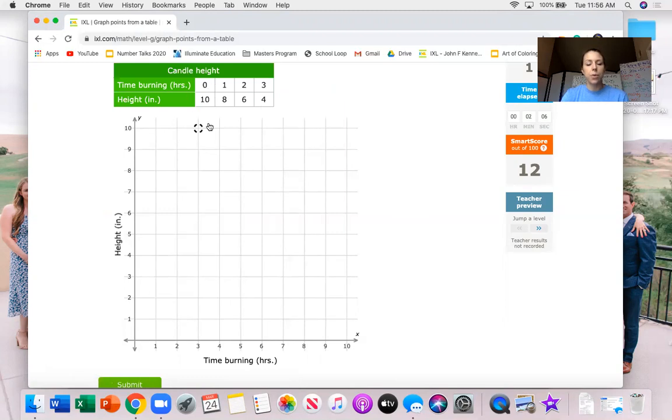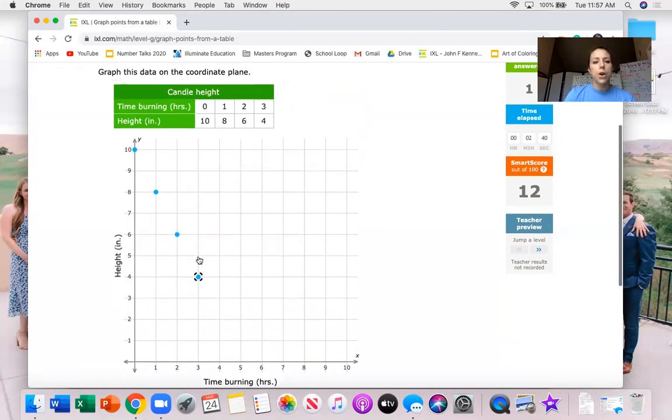Now this is actually an interesting one. We haven't had a 0, but that means when x is 0, my height is 10. This is sometimes called an initial value or a starting value because no time has gone by. So now we're thinking about, okay, this means the candle starts at 10 inches. That's just kind of what I'm thinking about in my head. After 1 hour, the candle's height is now 8 inches. After 2 hours, the candle's height is 6 inches. And after 3 hours, the candle's height is 4 inches.